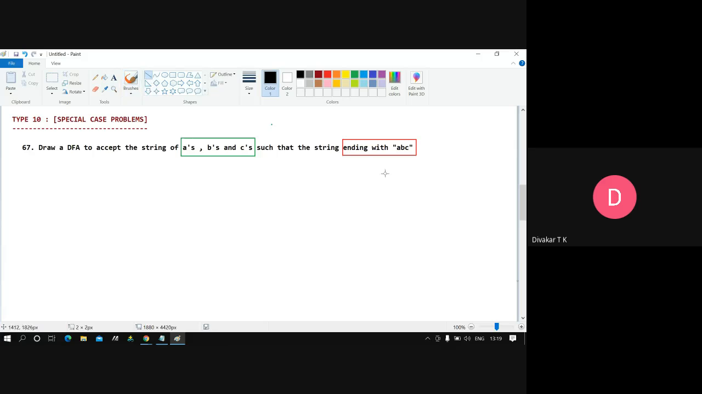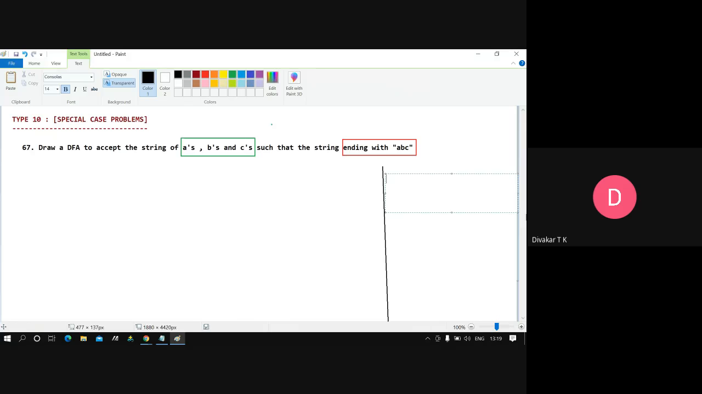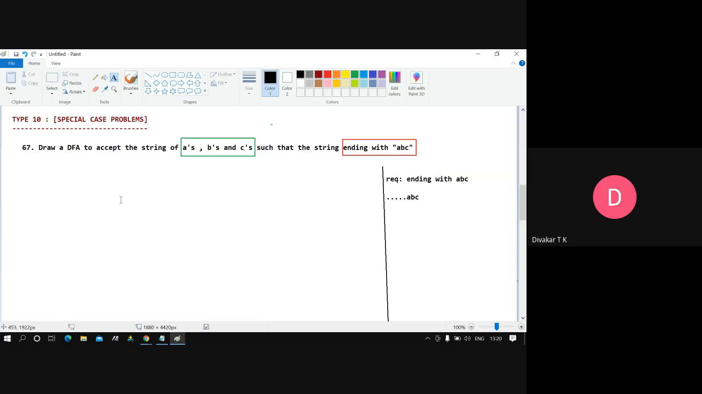Great. Now I'll write the requirement part here. In the requirement, ending with ABC. End with ABC. This is the requirement part. Meaning, it's very simple: the start may be anything, ending ABC only. That will be valid. So this is the simple requirement part.